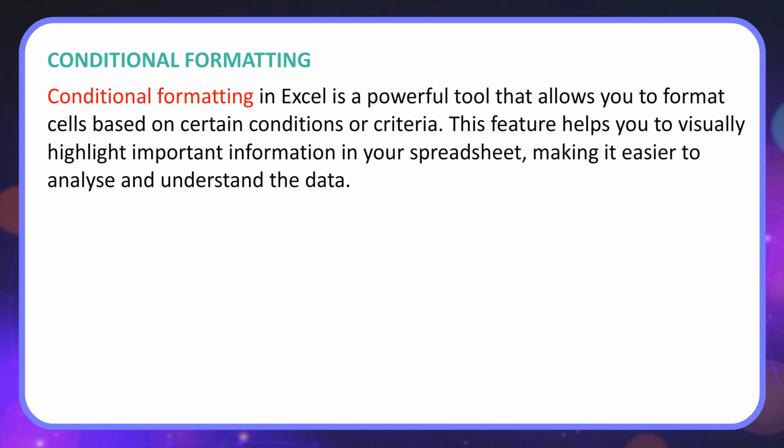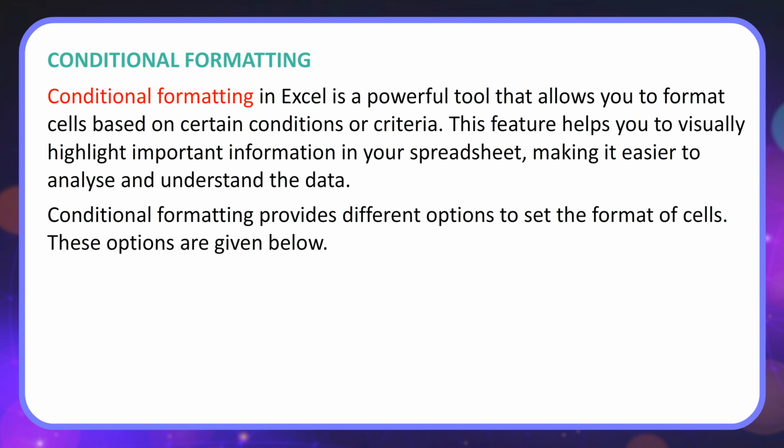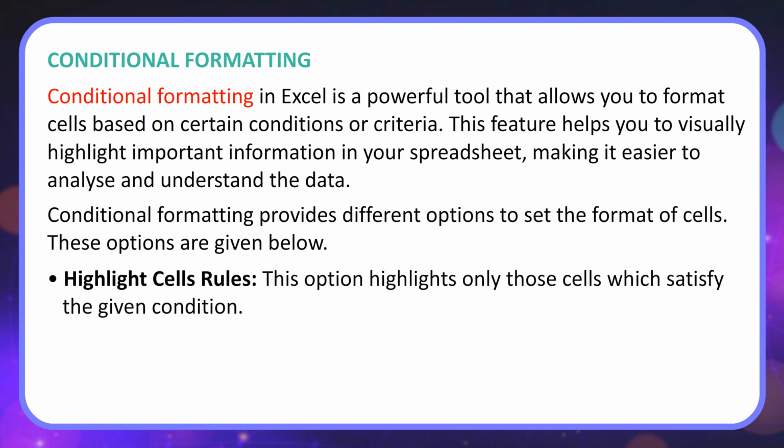Conditional formatting. Conditional formatting in Excel is a powerful tool that allows you to format cells based on certain conditions or criteria. This feature helps you to visually highlight important information in your spreadsheet, making it easier to analyze and understand the data. Conditional formatting provides different options to set the format of cells. These options are given below.